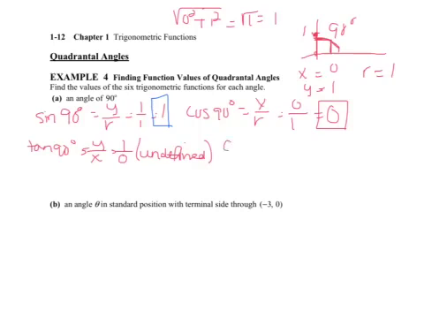Okay, then I'm going to go for my cosecant of 90 degrees. Cosecant is r over y, which gives me a value of 1 over 1, which is just 1. So my cosecant of 90 degrees is 1.